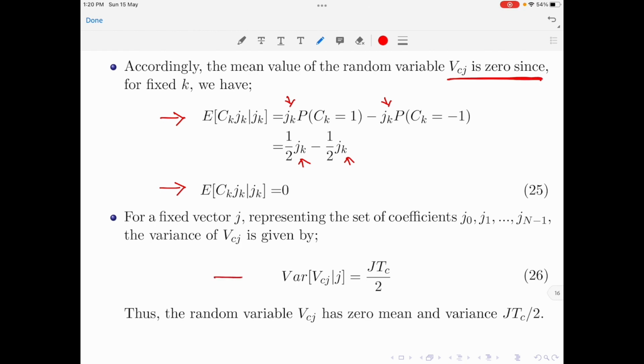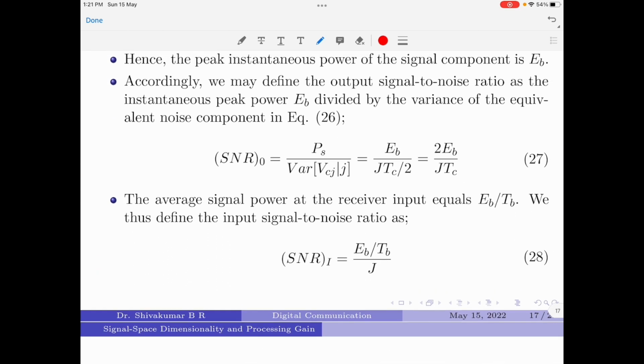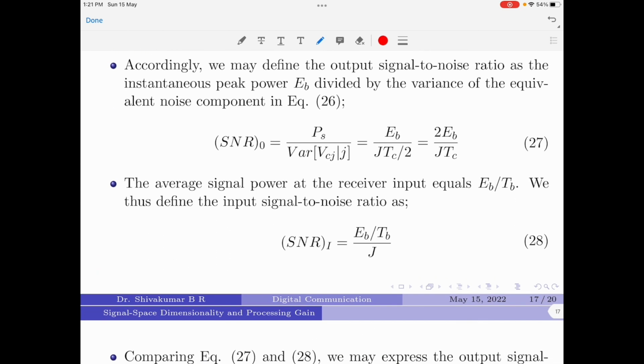Let me now analyze the variance of the variable Vcj here. For a fixed vector j representing the set of coefficients j0, j1 till jn minus 1, the variance of Vcj is given by JTc divided by 2. Therefore, we can now finally say the random variable Vcj has a mean equal to 0 and a variance equal to JTc divided by 2. With that, we can now finally proceed to write an expression for the signal to noise ratio at the output and input of the DS-BPSK receiver.